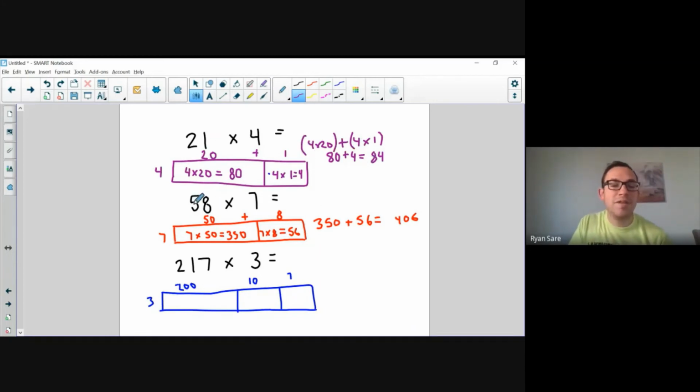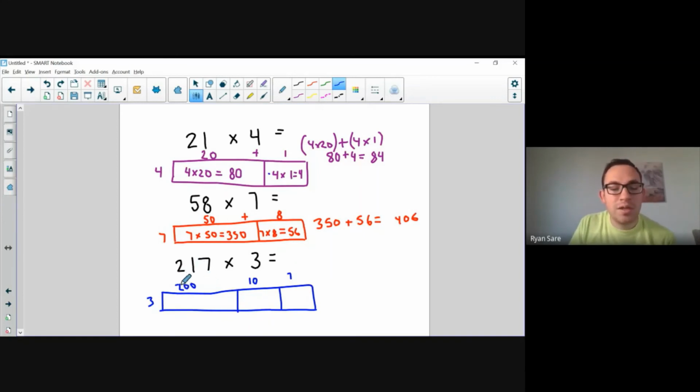Then here I split 58 into 50 plus 8. So I did 7 times 50 plus 7 times 8. And then I added those together. I got 406. For this last one, we've already set this up, and now let's talk about what we're doing, because this one's a little bit harder.